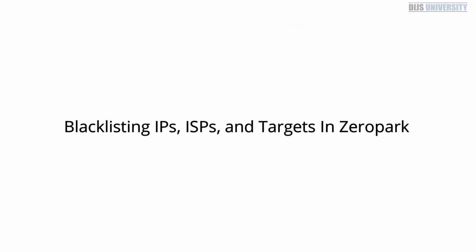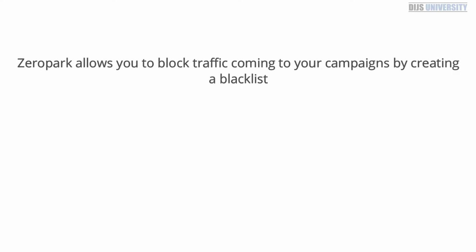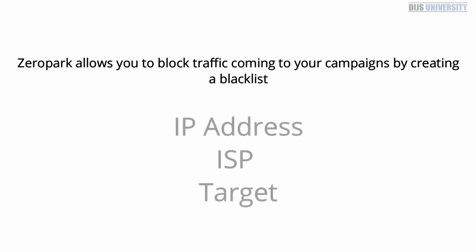So, blacklisting IPs, ISPs, and targets in Zeropark. Zeropark allows you to block traffic coming into your campaigns by creating a blacklist on an account level. You can block traffic based on the following criteria: IP address, ISP, which stands for Internet Service Provider, and target. Once you provide correct values, traffic matching the criteria from the blacklist will not go into your campaigns. So, block traffic.